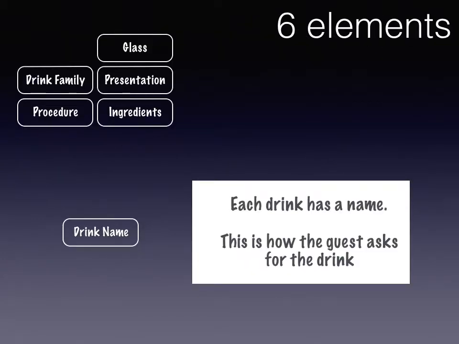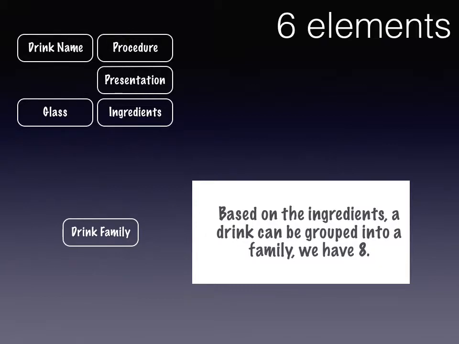So as you're getting to know the drink, you've got to be aware each drink has a specific name, and this, of course, is how the customer would ask for it. Drinks are organized in groups, and we often call these groups families or bases, and they will have a common ingredient or a common process that makes them similar.